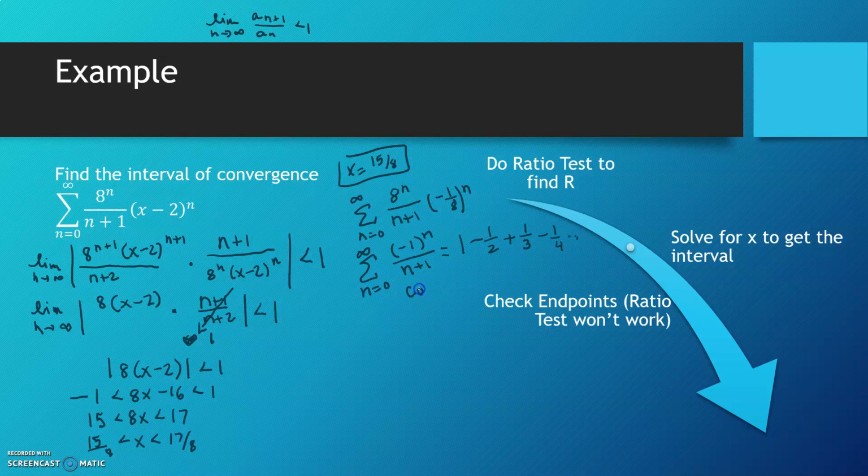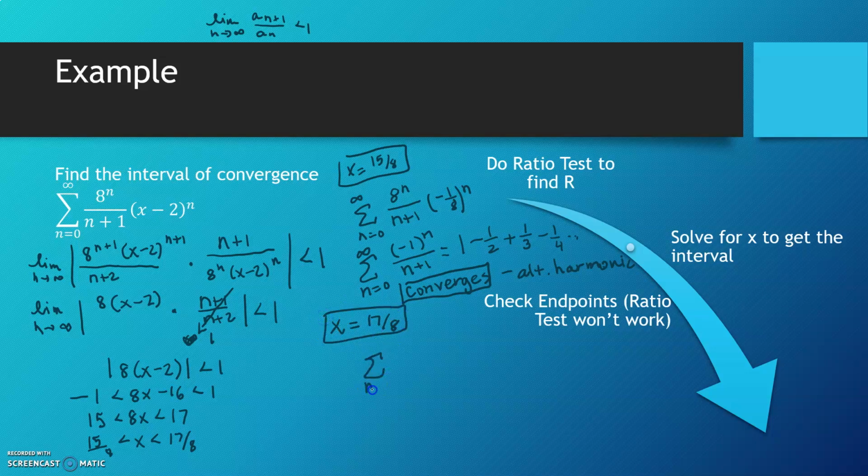You could either say it converges by the alternating series test, or you could say it converges because it's the alternating harmonic series. We know that one converges. All right, so we checked that endpoint and we found that it converges. So now we're going to check the other endpoint, x equals 17/8.